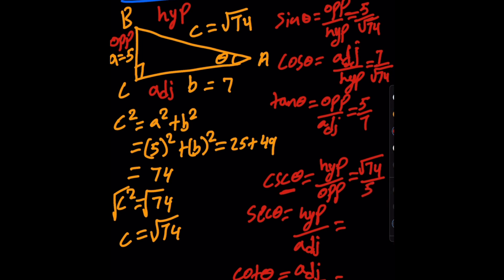And secant theta, which is this, so that's going to be hypotenuse, which is square root of 74, over 7. And cotangent theta is going to be basically adjacent, which is 7 over 5. So this is basically how you would do it if you want to find the trig functions in a right triangle. I hope this helps. Thank you so much.